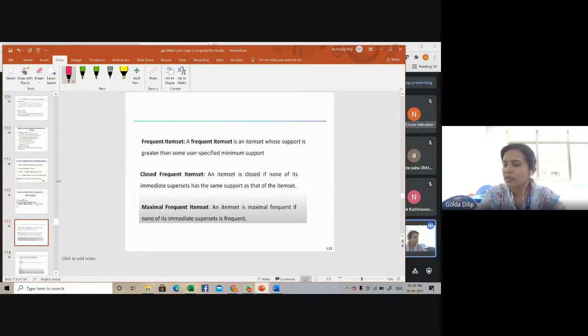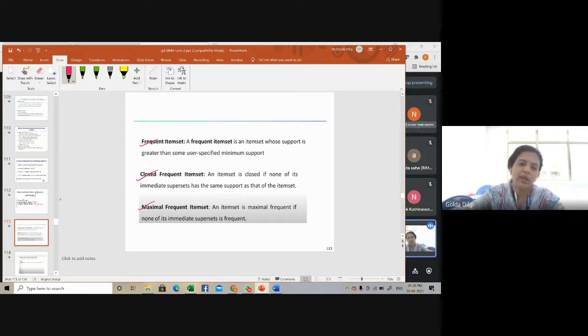Now let's try to understand these terminologies. The first one, frequent item set, all of you know. A frequent item set is an item set whose support is greater than some user specified minimum support, or min sup. If your frequency is more than that, then you call it a frequent item set. Otherwise, you ignore it, remove it from further transactions. Then what is a closed frequent item set? An item set is closed if none of its immediate supersets have the same support as that of the item set.